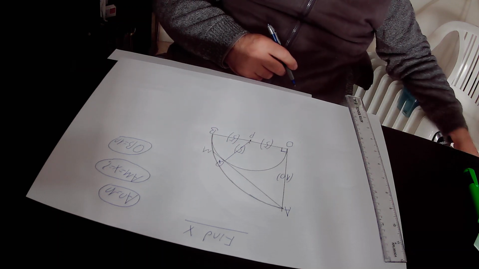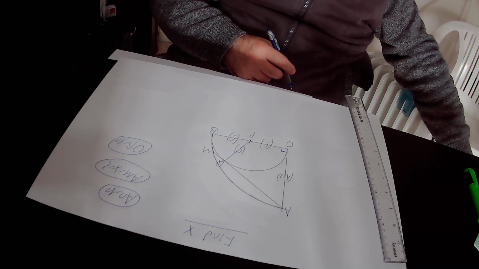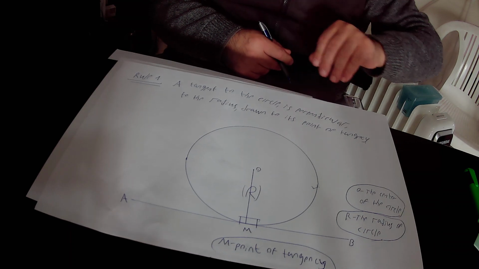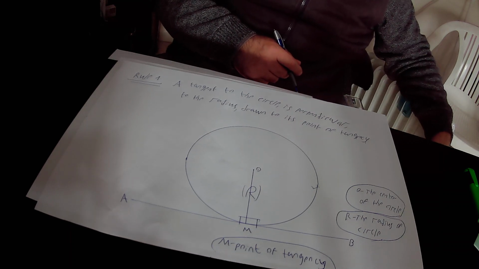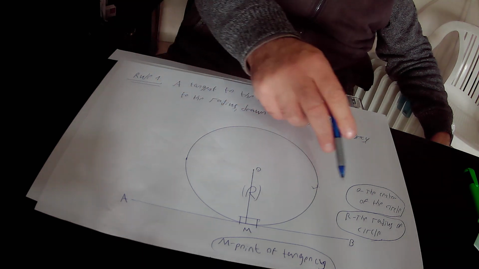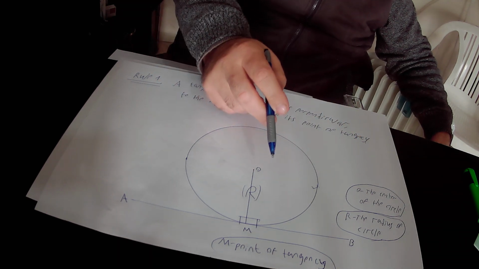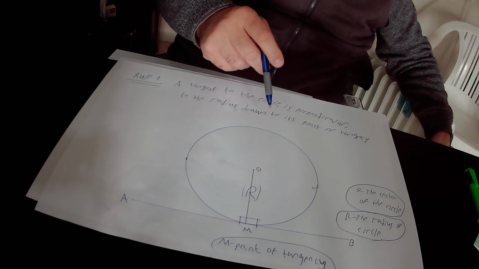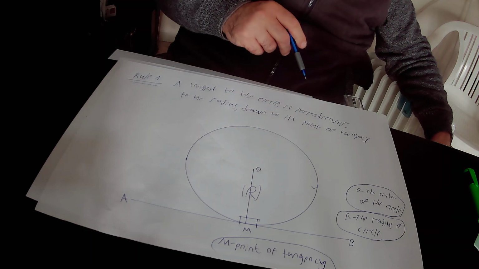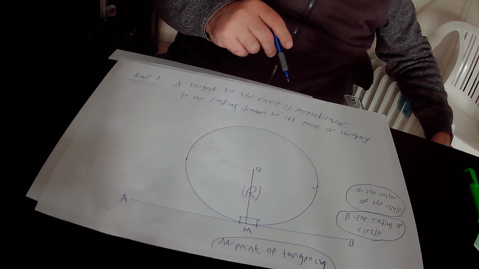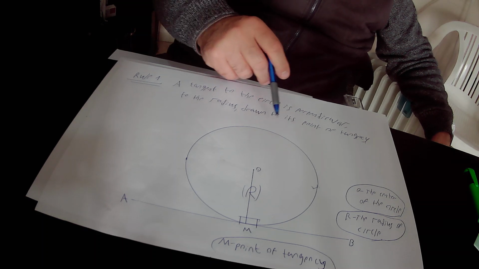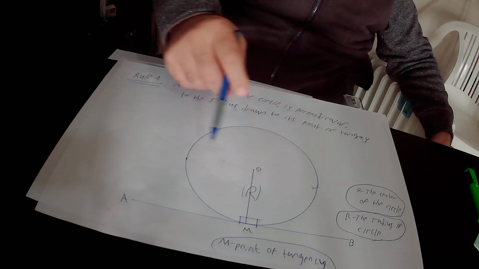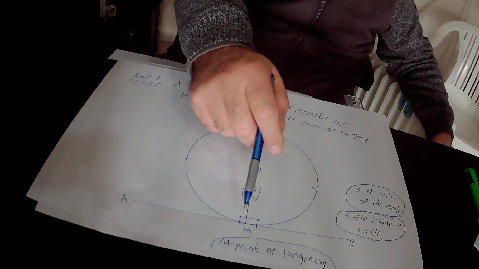And we have here rule number 1. According to rule number 1, a tangent to a circle is perpendicular to the radius drawn to its point of tangency. Here we have tangent AB, that is tangent to this circle at point M. Point M is the point of tangency. And we have the radius OM that is drawn to the point of tangency. That is to say, it is drawn to point M, the point of tangency of tangent AB with this circle. And whenever we have a radius drawn to the point of tangency, then tangent AB will be perpendicular to the radius MO.